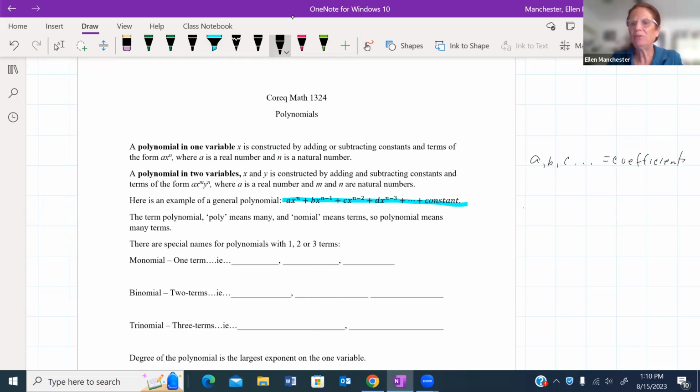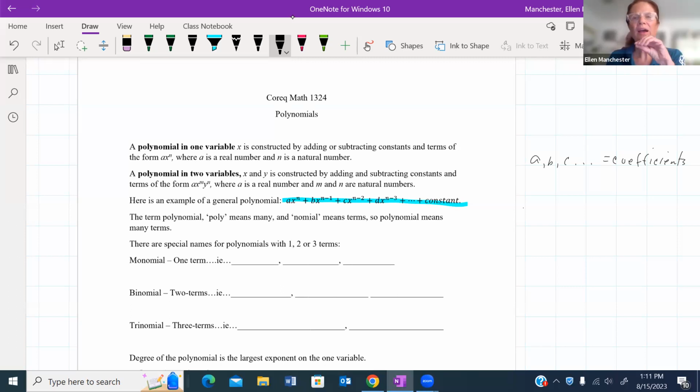And all that means is there is a number in front of the x. That's the coefficient, okay? The constant is a number that stands by itself: 1, 7, 3, -2, any of those are constants. So polynomial: poly means many, and nomial means terms. So polynomial just means many terms. That's all it means.